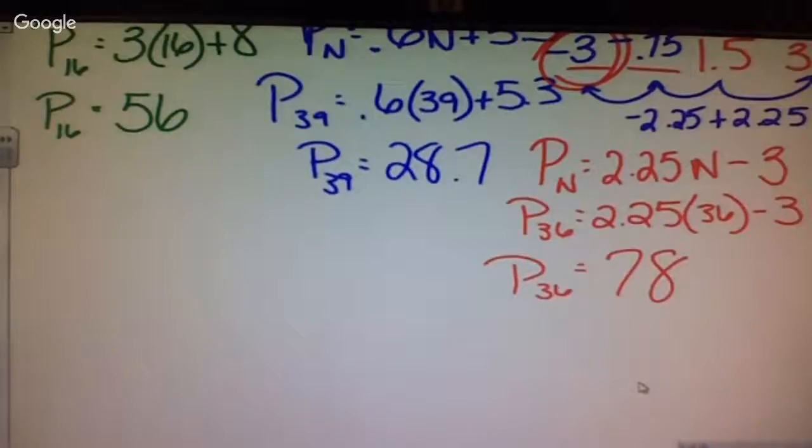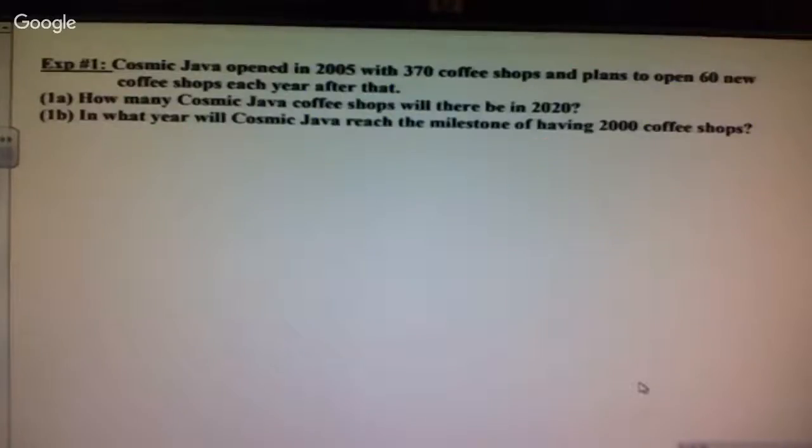Of course, I've got some word problems, like this one. Cosmic Java opened in 2005 with 370 coffee shops and plans to open 60 new coffee shops each year after that. So I need to come up with an explicit formula first. I need a P sub 0 and I need a D value.